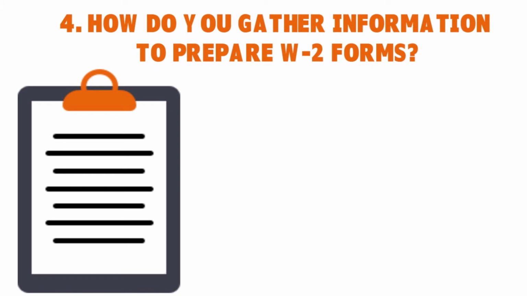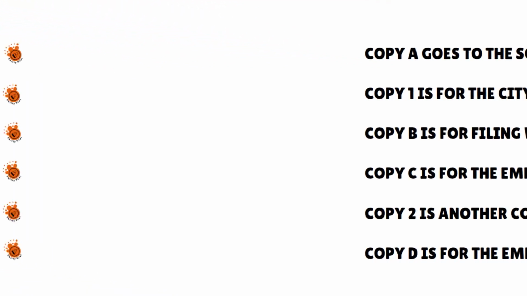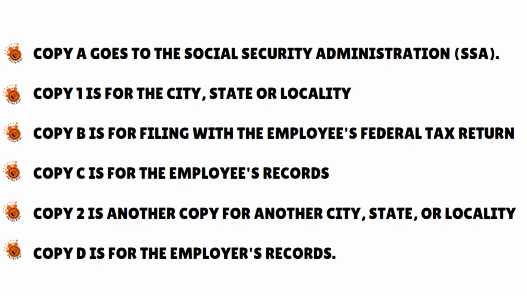And there are some parts of the form. Copy A goes to the Social Security Administration. Copy A is usually printed on a red form. Copy 1 is for the city, state, or locality. Copy B is for filing with the employee's federal tax return. Copy C is for the employee's record. Copy 2 is another copy for the city, state, or locality. And Copy D is for the employer's record.